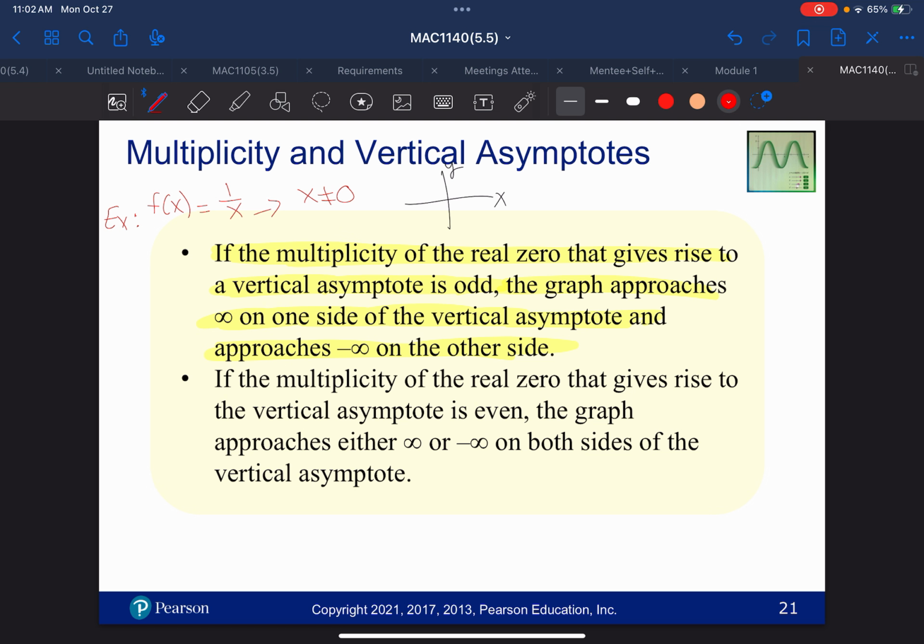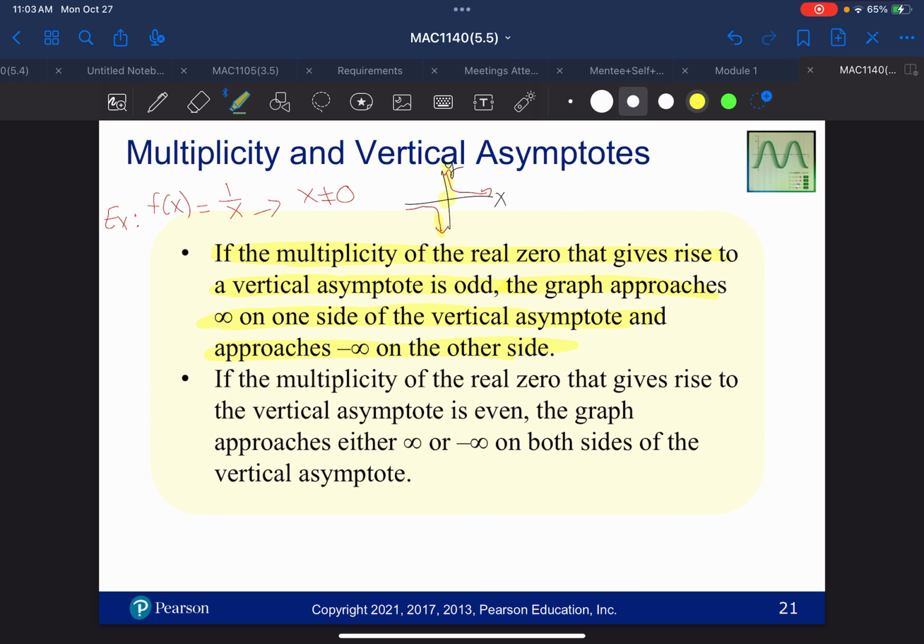will look like this. On the left side, my graph will be approaching negative infinity. And on the right side, the graph will be approaching positive infinity as it gets close to 0. So as it gets close to the middle, it's shooting up on the right and it's shooting down on the left. So that's what that means.